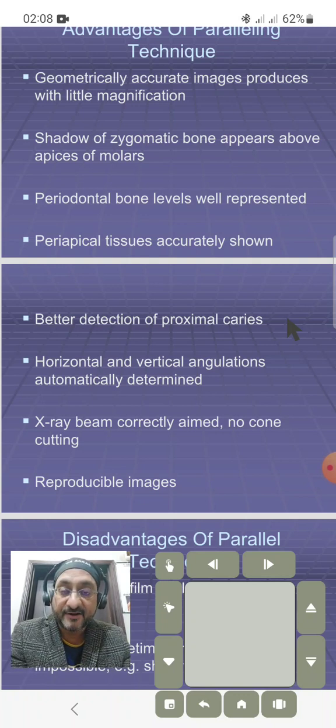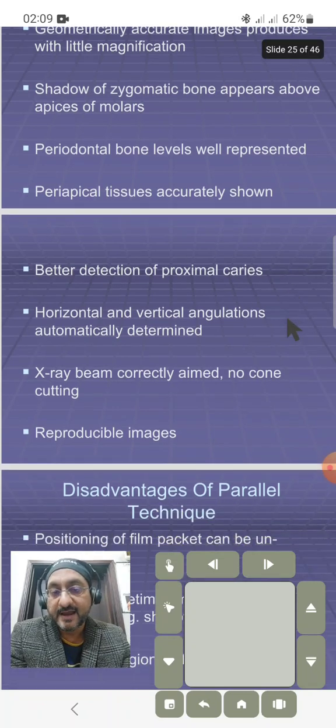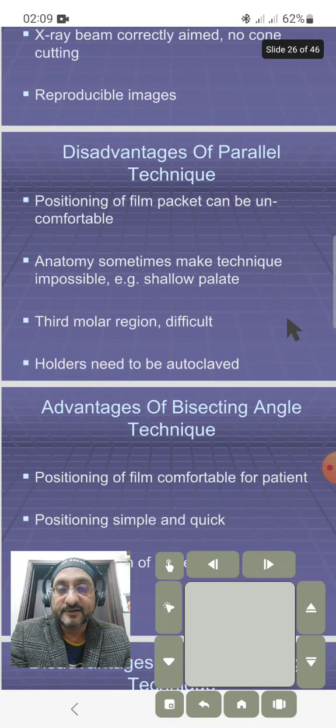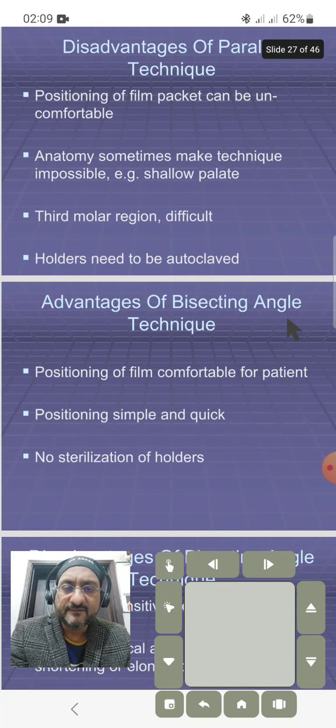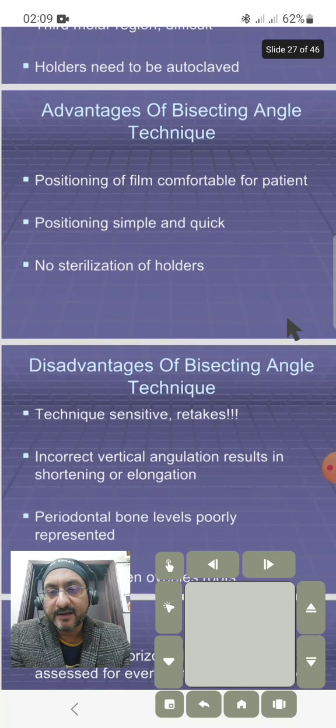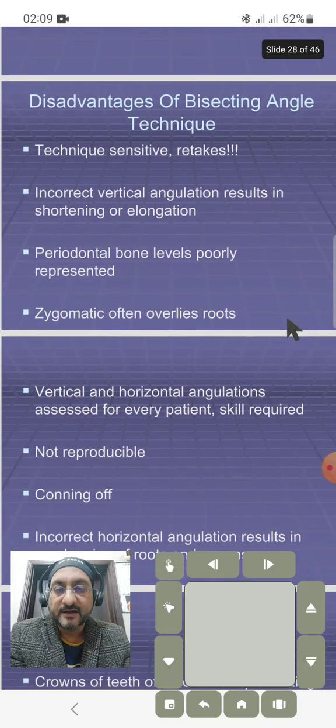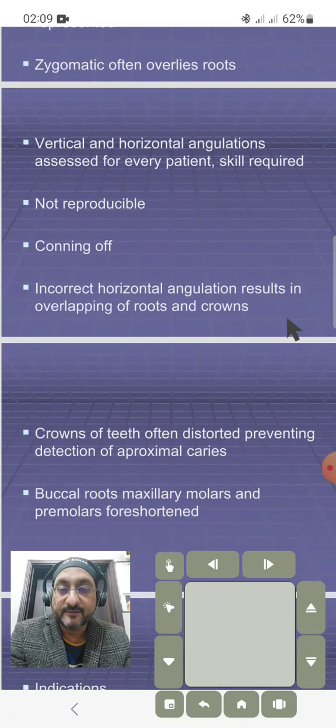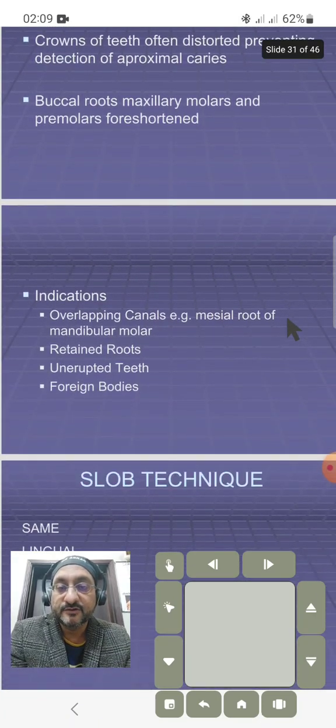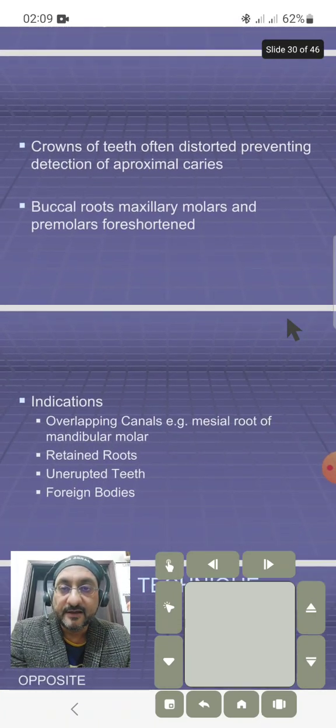Horizontal and vertical angulation are variable and can be determined. The X-ray beam is correctly aimed, so there is no cone cutting, and the images are reproducible. It's a difficult procedure to master and sometimes uncomfortable for the patient. Advantages of the bisecting technique: the film position is comfortable for the patient, simple and quick, and you don't need to hold it. But there are many disadvantages of the bisecting technique, so it's not a good thing.